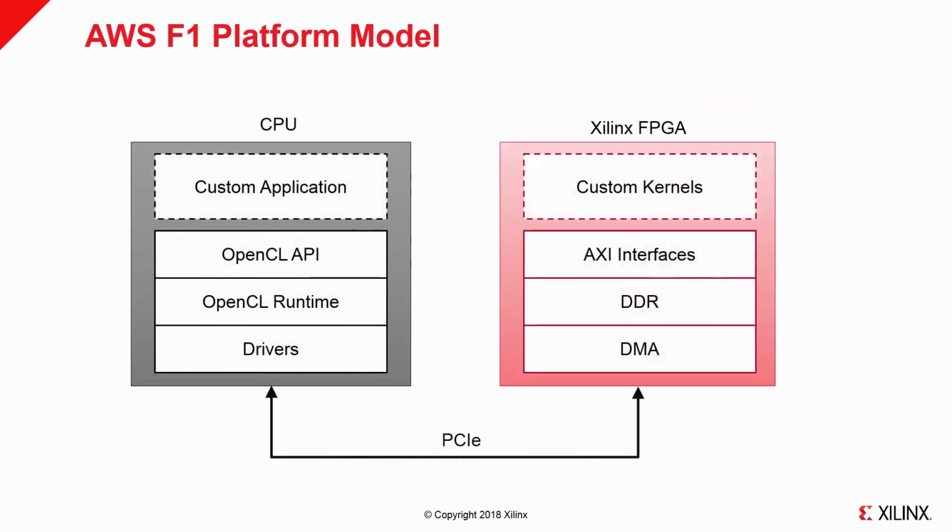Here's an abstracted model of the F1 platform. On the left side, in the gray box, we have the software stack running on the x86 CPU. On the right-hand side, in the red box, we have the hardware components in the FPGAs. On the host CPU, the custom application interacts with the FPGA using the OpenCL API.